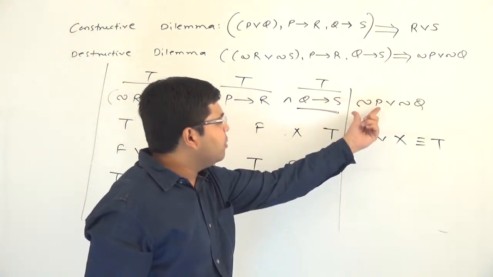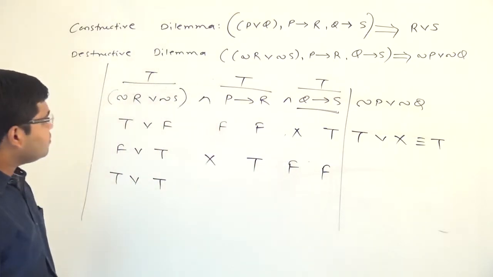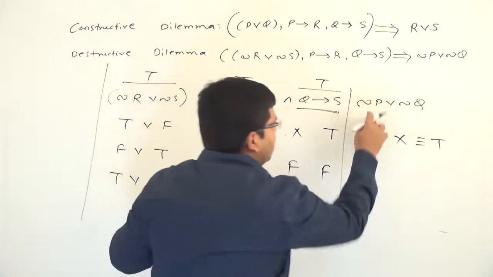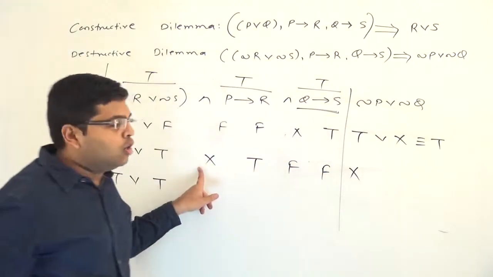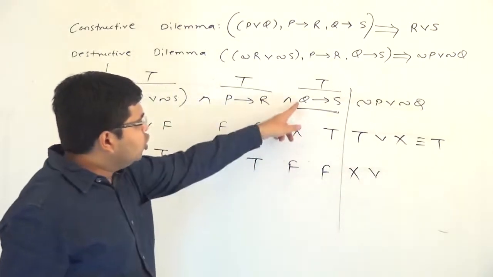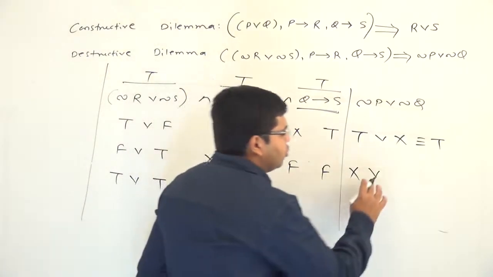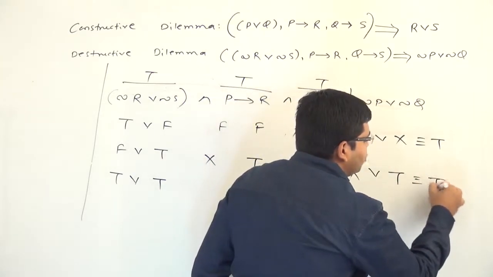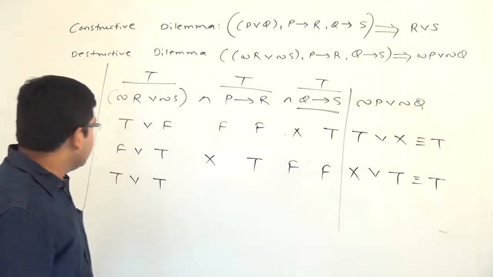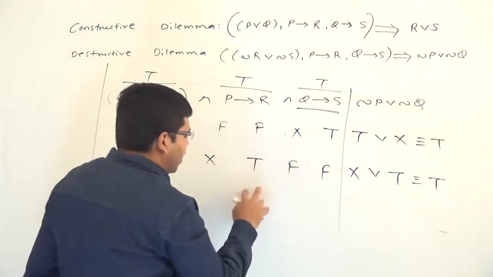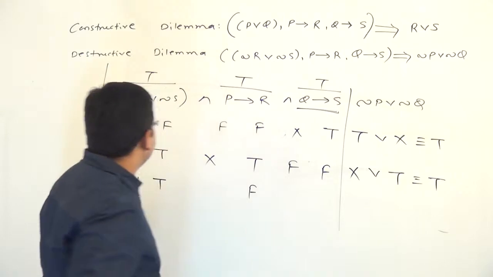So negation P, what will be the value of negation P? P is X, unknown, therefore negation of P will also be unknown, or negation Q. Now Q is false, and therefore negation of Q will be true, and X or true will come out to be equal to true.